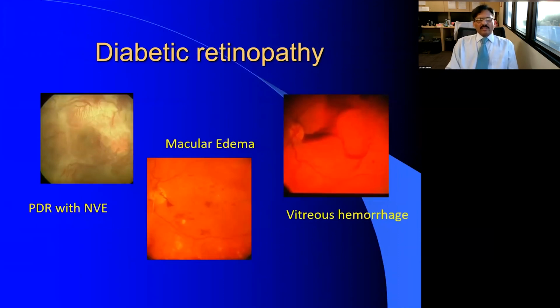So we are now going into the laser part of it, which is diabetic retinopathy, one of the most common things we as retinal surgeons do. On the left-hand side is proliferative diabetic retinopathy with neovascularization. In the center, non-proliferative diabetic retinopathy with macular edema. On the right-hand side, proliferative diabetic retinopathy with some vitreous hemorrhage. All of them obviously need laser treatment.